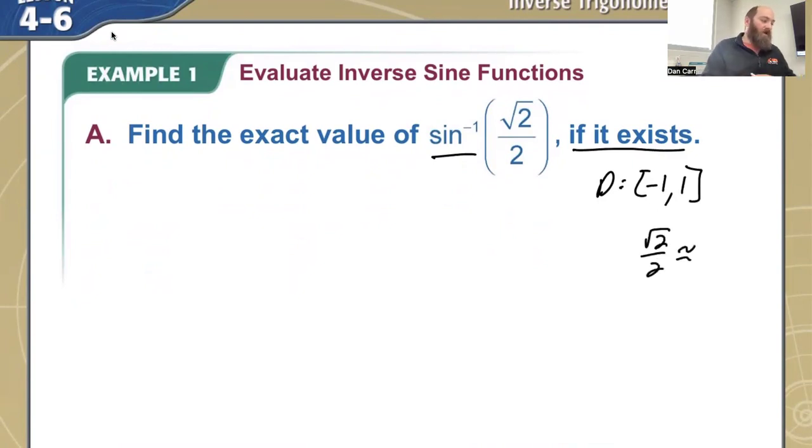So I'm going to put that in my calculator just to get an approximate decimal number here. And that comes out to 0.707. So that does fall into this domain. So that means I can evaluate this.